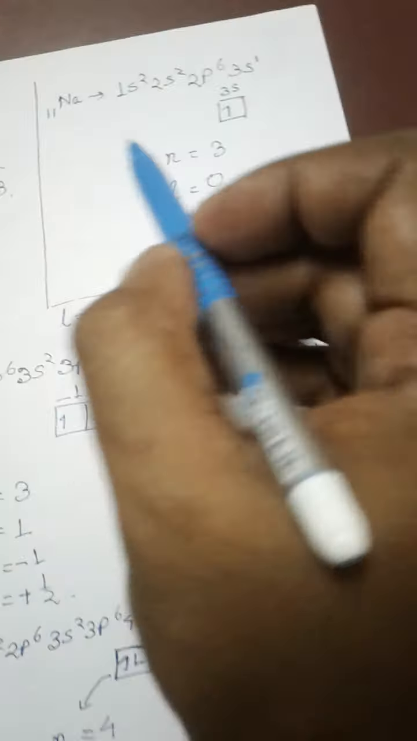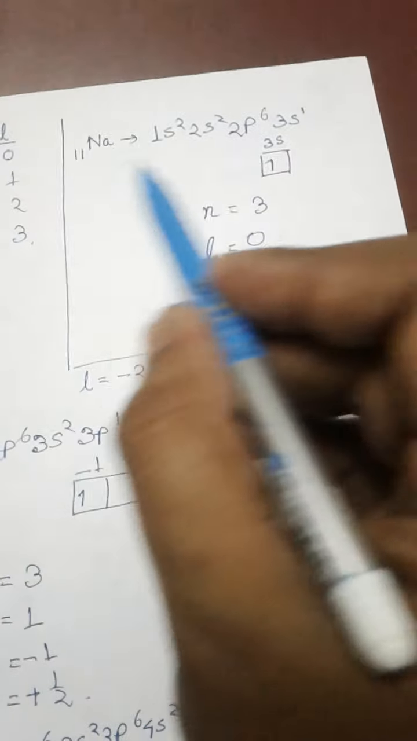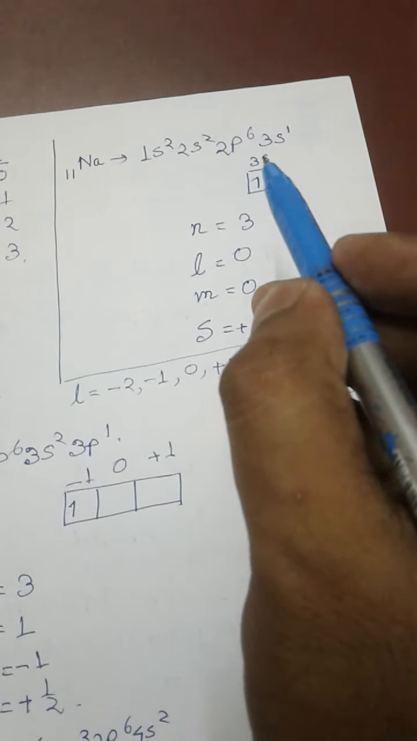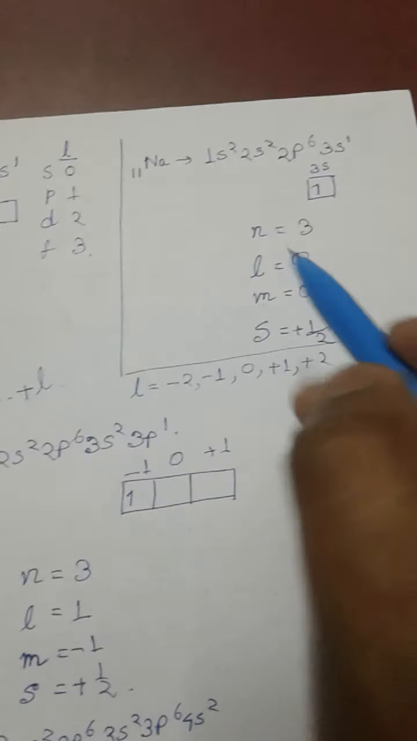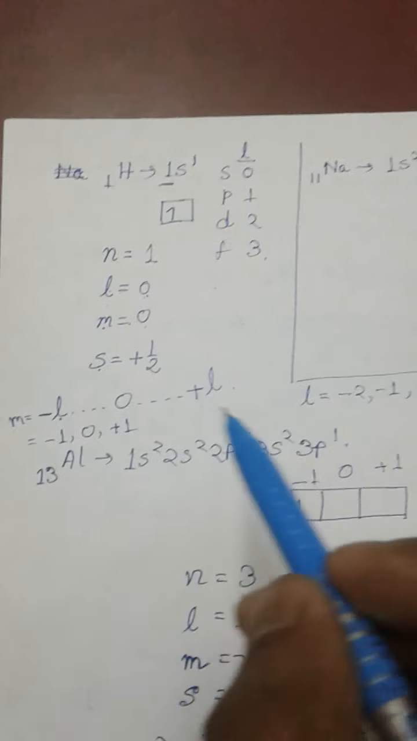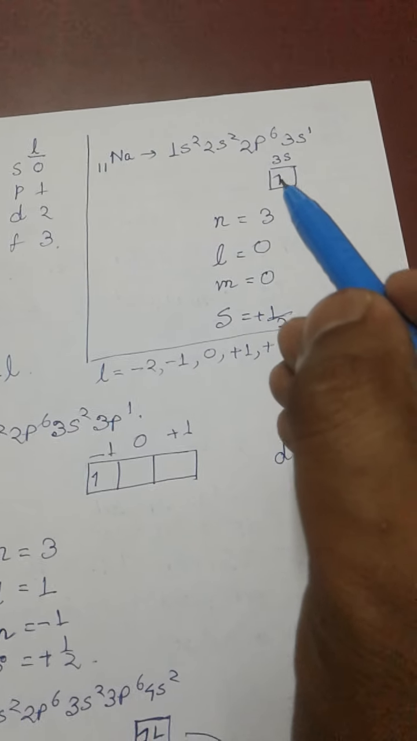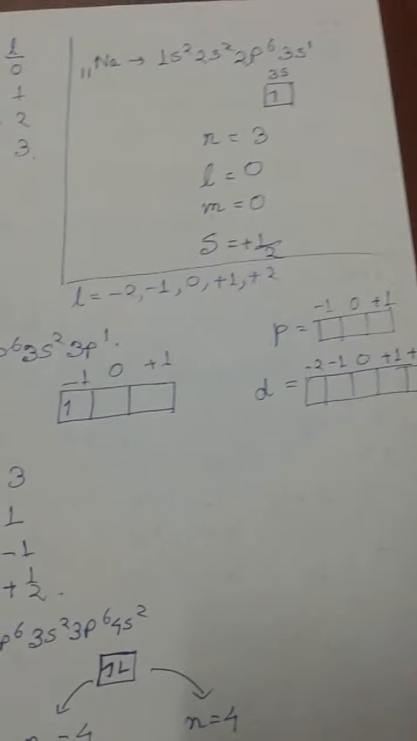Because the electron rotates in the anti-clockwise direction. And when you write the last electron for sodium, this is 3s1, and n is 3, l is 0, because the l value of s is 0, and when l is 0, m is also 0, so m is 0 and s is plus half, because the electron rotates in the clockwise direction.